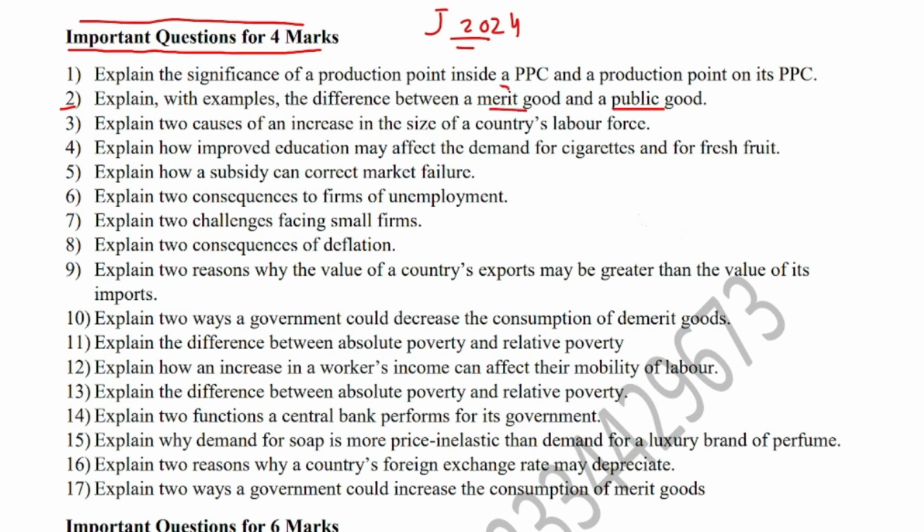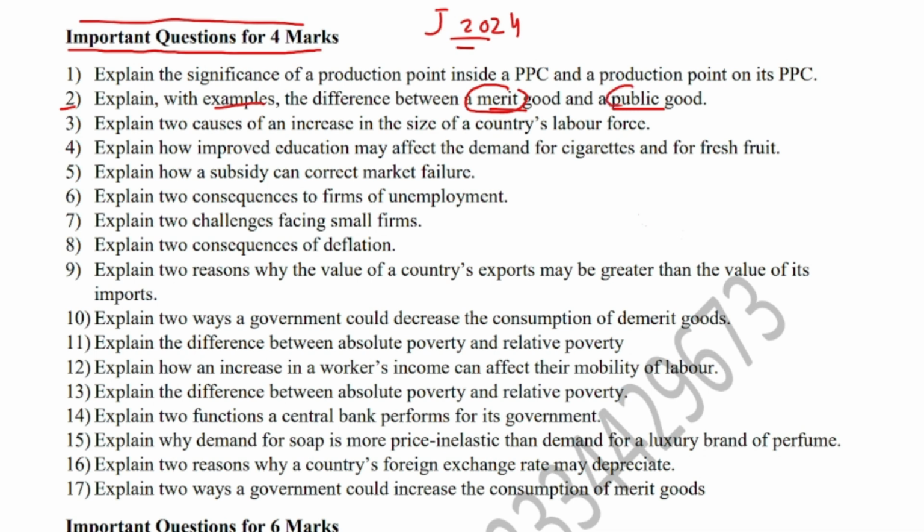Now moving to question number 2, explain with examples the difference between merit goods and public goods. Merit goods are the goods that are beneficial to the consumers as well as the third party, and examples may include education, healthcare and vaccination as well as plantation. Because it is asking about explanation with examples, so you will have to give example as well. For example, if someone plants a tree, then it will create oxygen that will benefit the entire society.